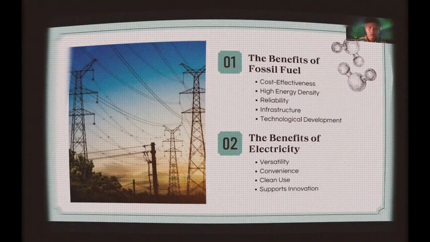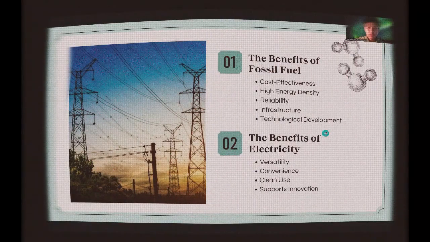Benefits of electricity. First, versatility. Electricity can be used for a wide range of applications, from powering homes to fueling industries. Second, convenience. It is easy to distribute and use. Third, clean use. When used, electricity itself does not produce emissions, although its generation might. And the last is support for innovation. Electricity enables technological advancement and modern convenience.